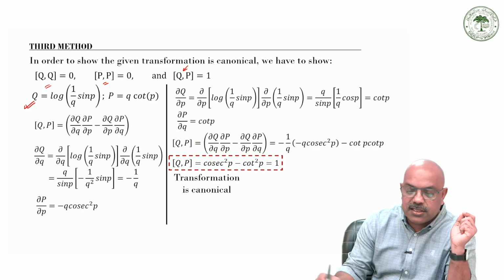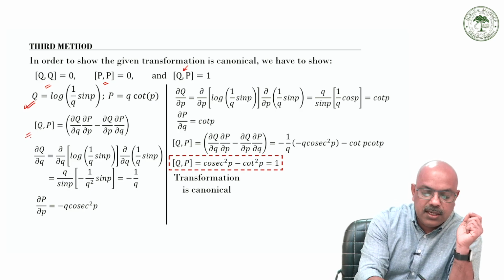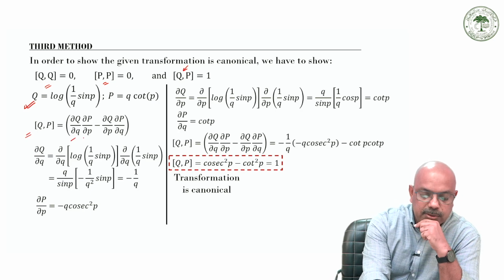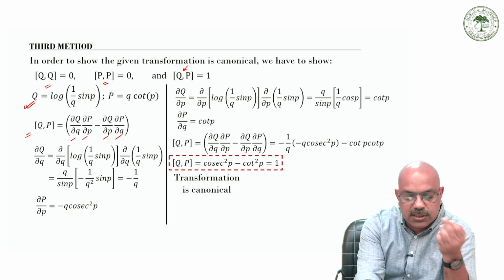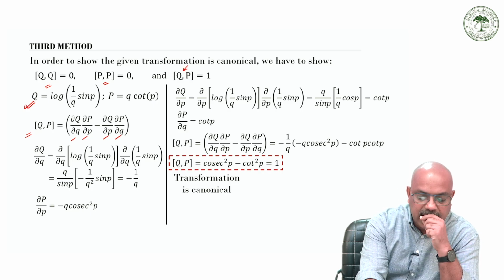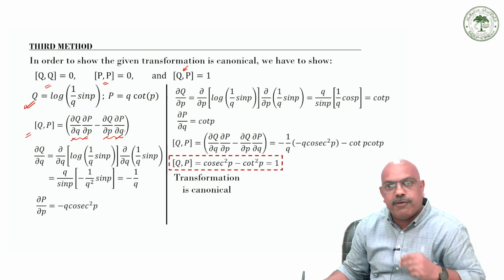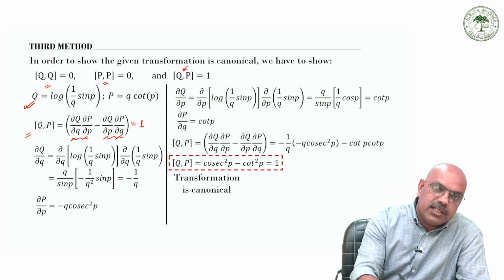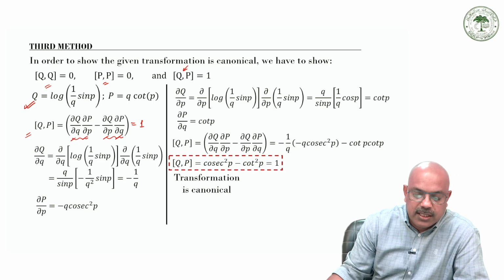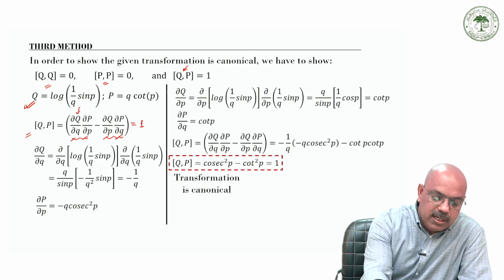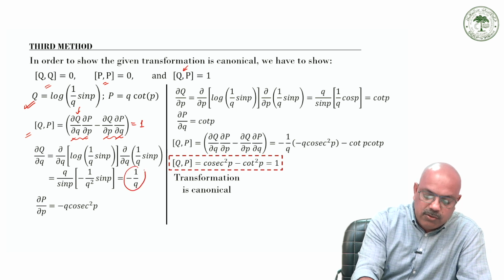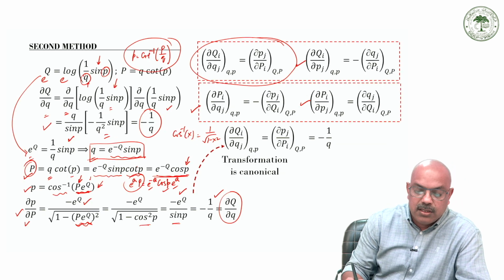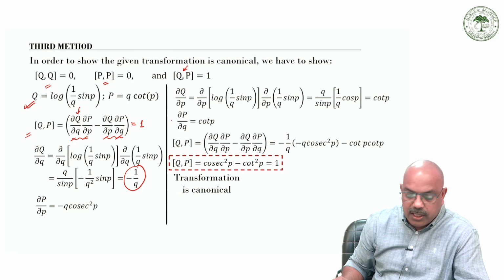Now how do we define this Poisson bracket? The bracket of Q and P is capital Q with respect to small q and capital P with respect to small p, minus Q with respect to p and P with respect to q. This is how. So I need to find these relations, and then find out what ultimately comes out. If this is equal to 1, then the transformation is going to be the canonical transformation. First we are going to find delta Q upon delta q, which we have already found out, that is minus 1 by q.